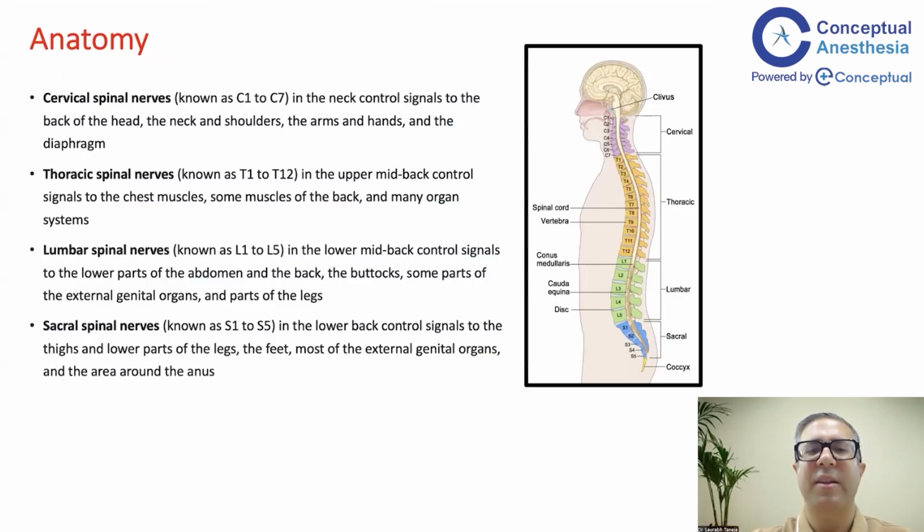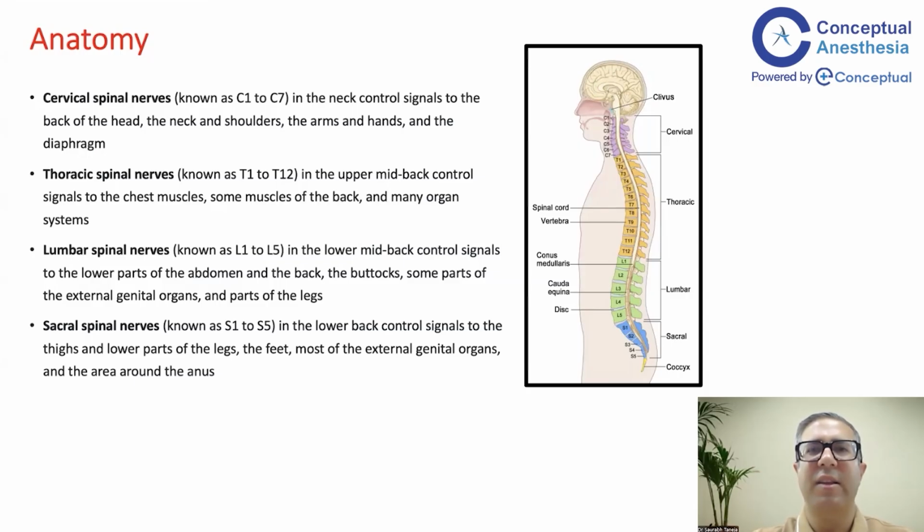The thoracic spinal nerves, known from T1 to T12, in the upper mid back control signals to the chest muscles, some muscles of the back, and many organ systems. The lumbar spinal nerves, L1 to L5, in the lower mid back control signals to the lower part of the abdomen and back. So, thoracic is in the chest and organ systems, whereas lumbar is the most lower parts of the abdomen and the back, the buttocks, some parts of the external genital organs, and the parts of the legs.